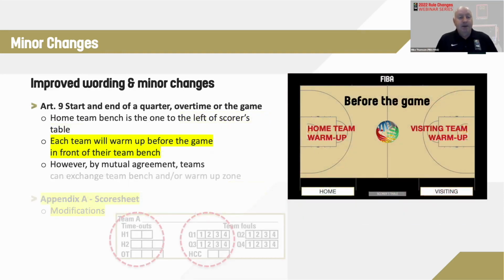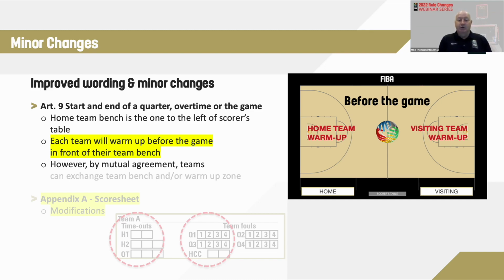Article 9. At the start, end of a quarter, overtime, or the game, we have placed within the rulebook a change as to where the home team shall warm up, or where each team will warm up for the game. The key is each team will warm up for the game in front of their team bench, and of course, play the first half in that direction. This is consistent with what many leagues, competitions, and organizations did during our very difficult COVID-19 pandemic period around the world. But we've codified this in the rulebook.